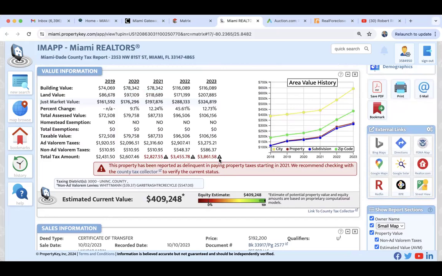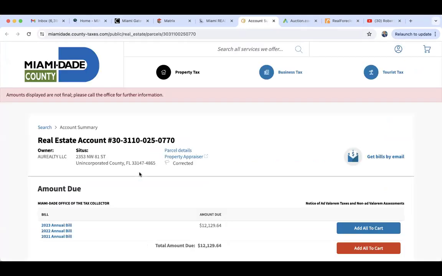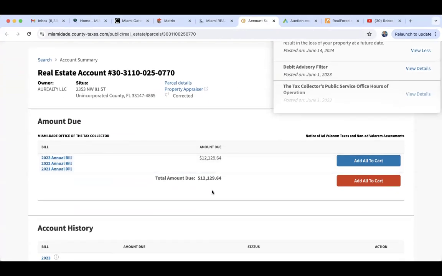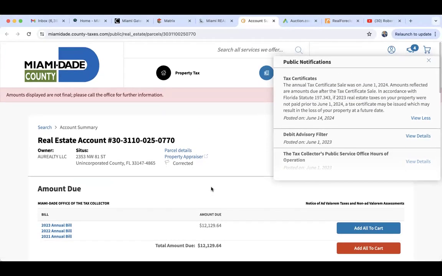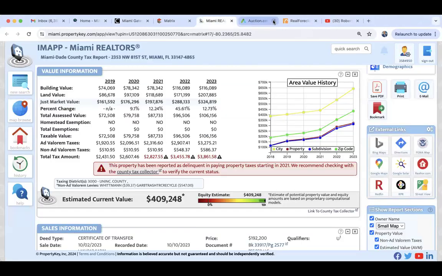You can always check out the balance by clicking on County Tax Collector right here. It's going to open up a new window and it's going to tell you what the unpaid balance is per Miami-Dade County, Broward County, Palm Beach County, whatever county it may be. So the unpaid or total amount due right now is $12,129. So on top of the purchase price, you're also going to have to pay the property taxes on this home. Why? Because this is a foreclosure. You know, this is a bank-owned property and the bank has not paid these taxes. Okay. All right, so closing that out and going back to IMAP.